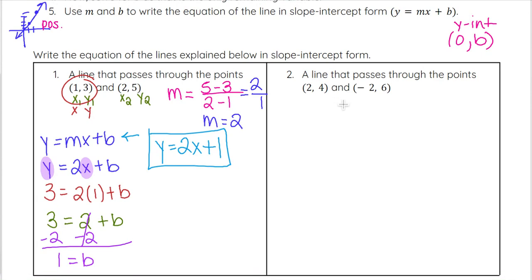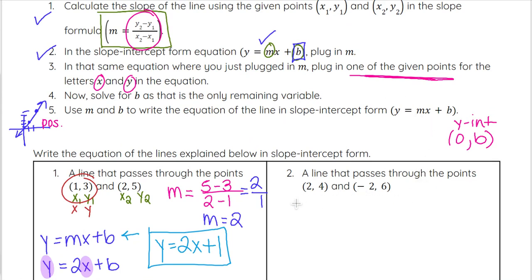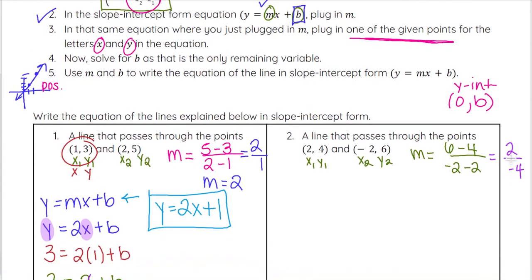Now let's take a look at number 2, just another example with different points. So again, if you wanted to sketch your graph, you could, not necessary, up to you. So let's go back to our first step where we calculate the slope of these 2 points, or the line going through those 2 points. So x1 and y1 and x2 and y2. Then we find our slope by doing 6 minus 4 over negative 2 minus 2. Simplifying top and bottom, 6 minus 4 is 2. Negative 2 minus 2 is negative 4. And then 2 divided by negative 4 can be simplified to negative 1/2.